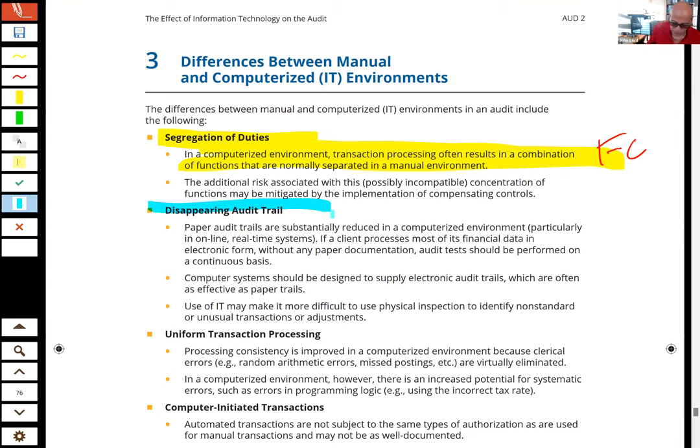Okay. So you need to keep in mind that if a client processes most of its data in electronic form, audit tests should be performed on a continuous basis. And then we're going to see how you could use some of these computer assisted audit techniques that we're talking about in a minute to save off certain transactions that you may want to be able to look at later.